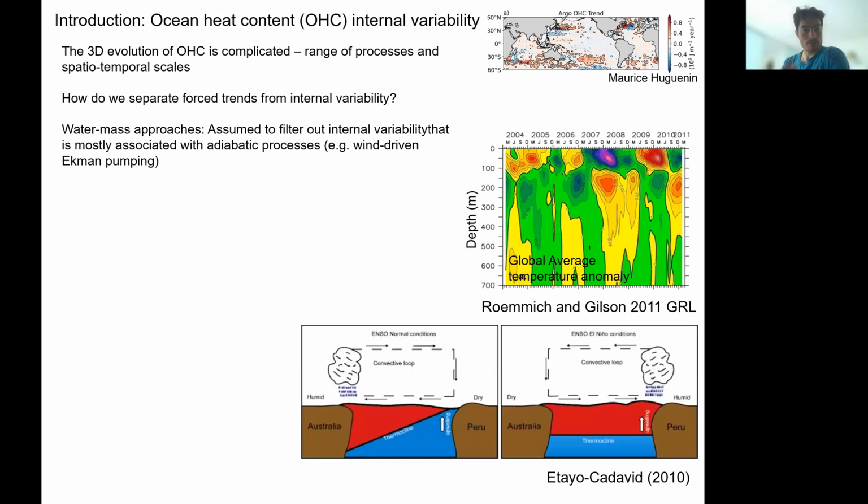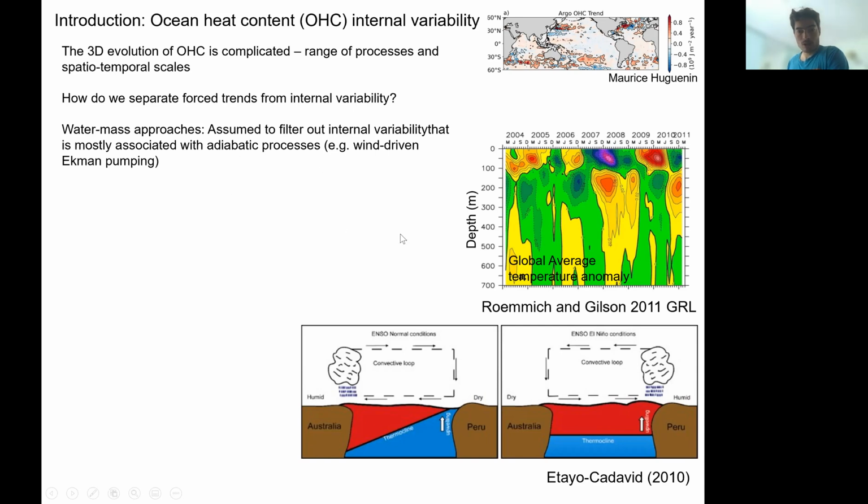Now, one method that has been suggested to address this issue is doing analyses in water mass coordinates, so Lagrangian coordinates where we're following water masses around. This has been assumed in the past to filter out internal variability because a lot of this internal variability is associated with adiabatic processes. An example of that is wind-driven Ekman pumping, which drives heaving of isopycnals up and down in the ocean.